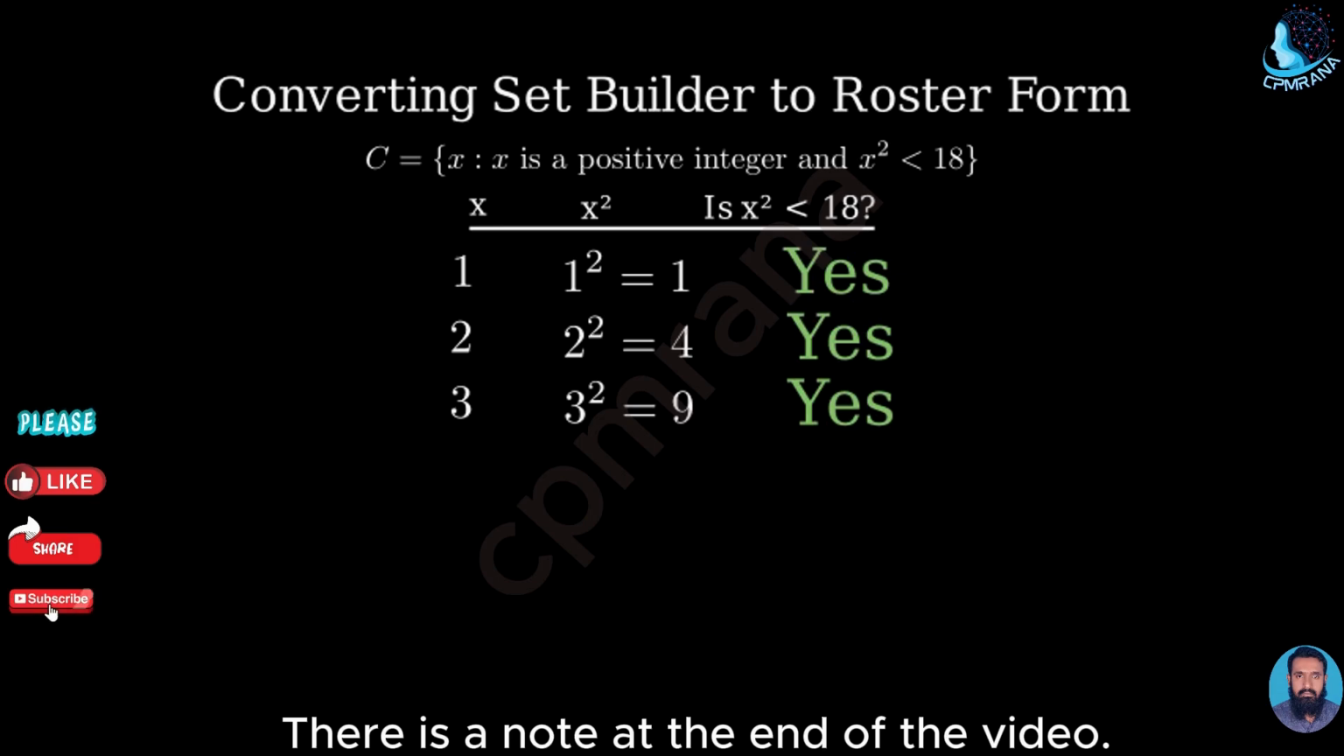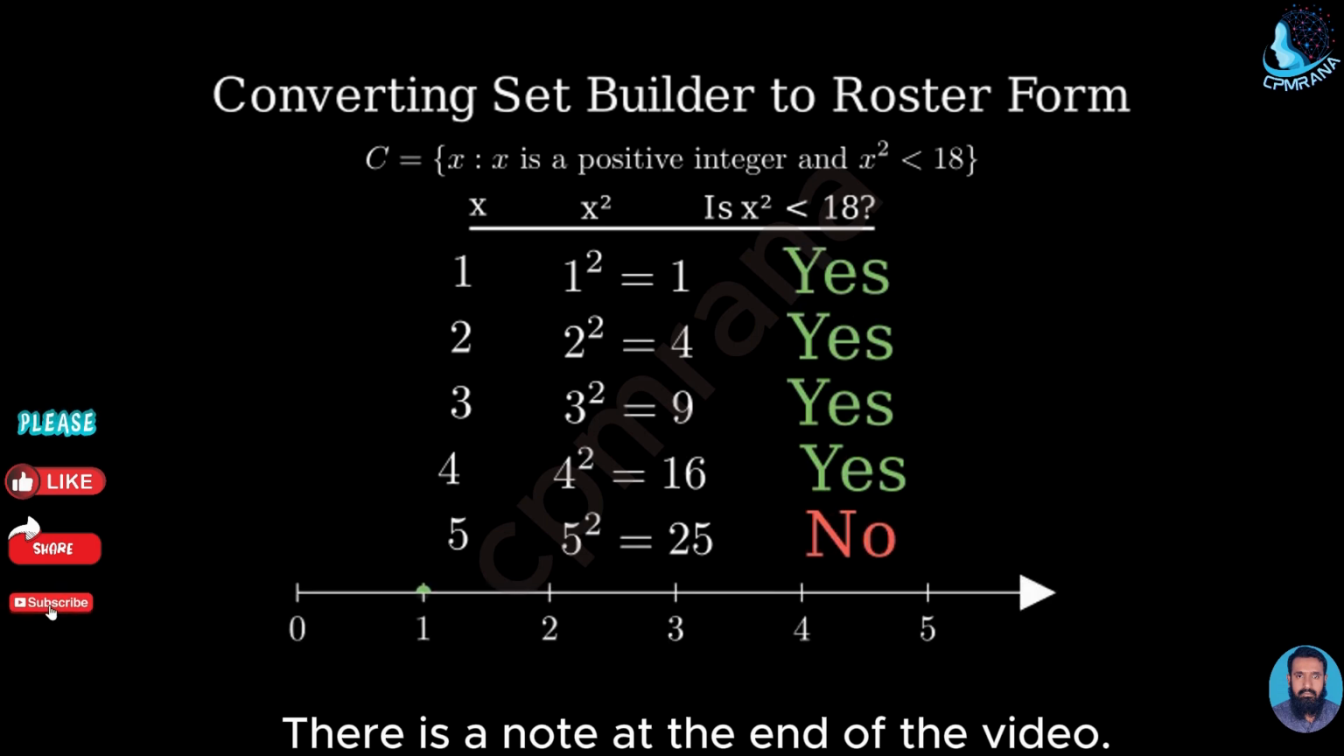When x equals 4, 4 squared is 16, which is still less than 18, so 4 is also in our set. Finally, let's try x equals 5. 5 squared is 25, which is greater than 18, so 5 is not in our set. And since the squares of all larger integers will be even bigger, we don't need to check any more numbers.